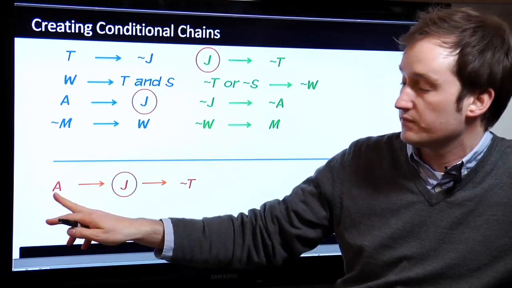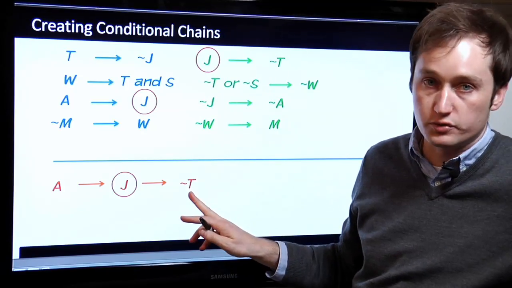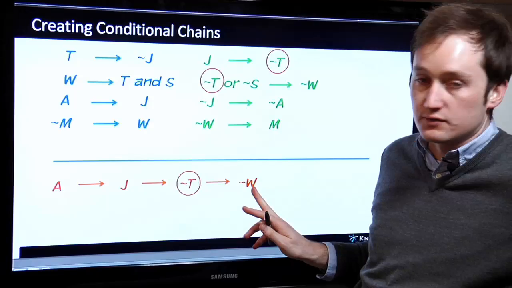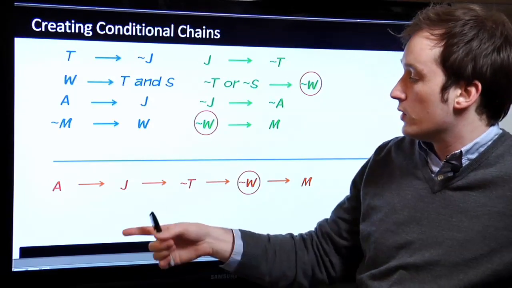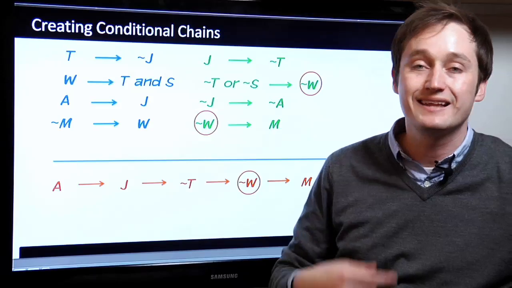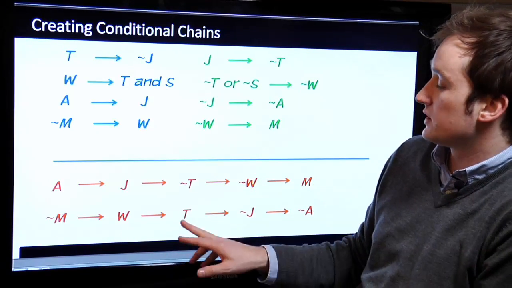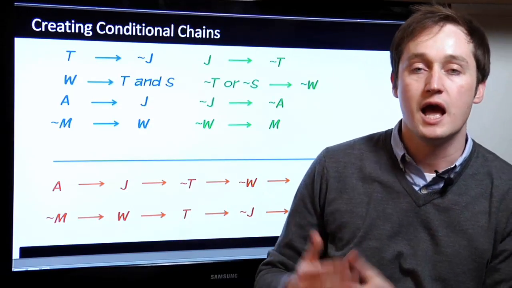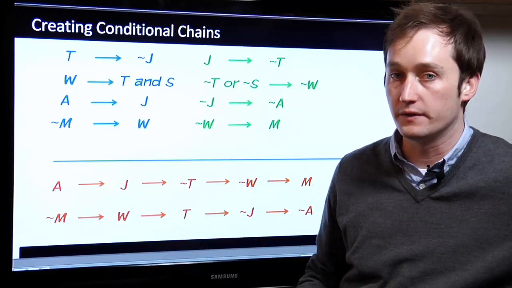Well, how do I get J? A gives me J. And what happens once I have J? It gives me no T. Now, I can't do anything else with A, but no T gives me no W, and no W gives me M. Once I have this longer conditional chain, I can then do the same thing with the contrapositive. No M gives me W, which gives me T, which means I don't have J, and I don't have A. And we can use this information to very quickly answer questions that might arise on the test.